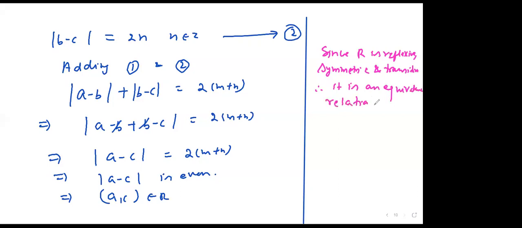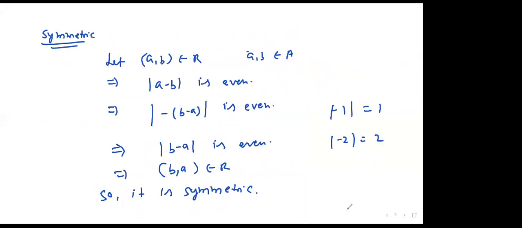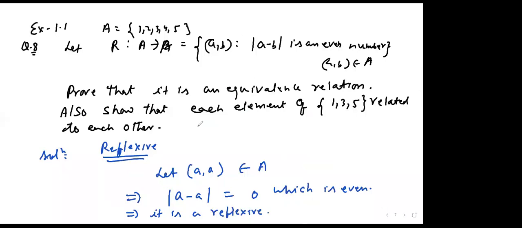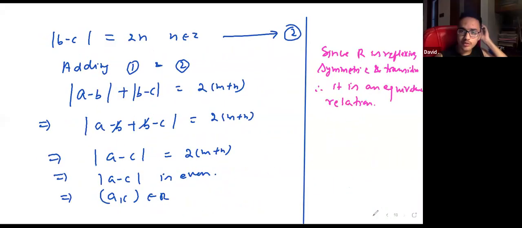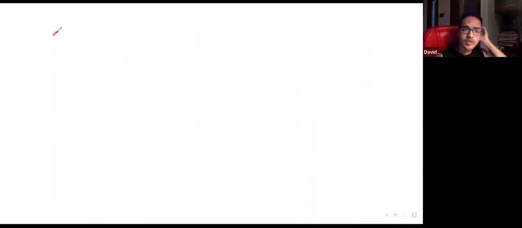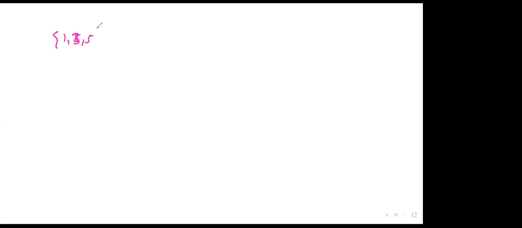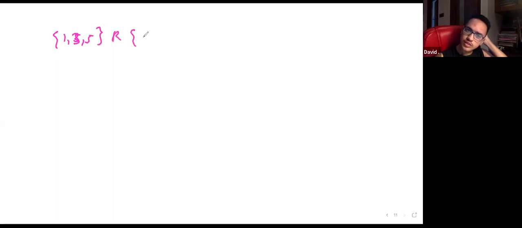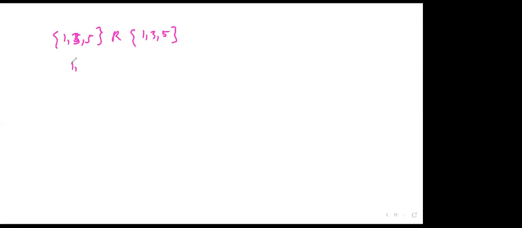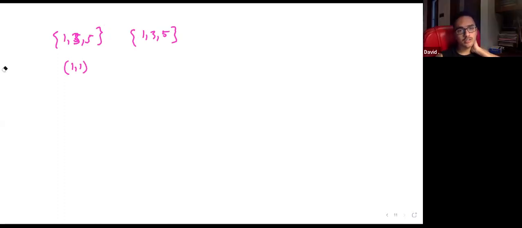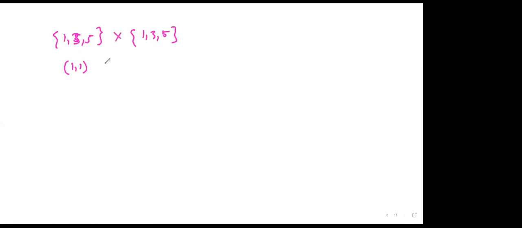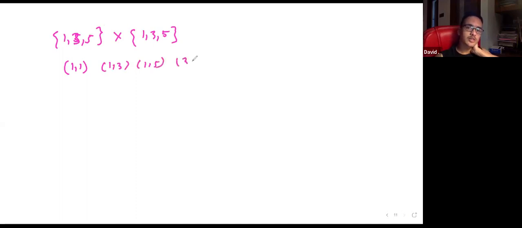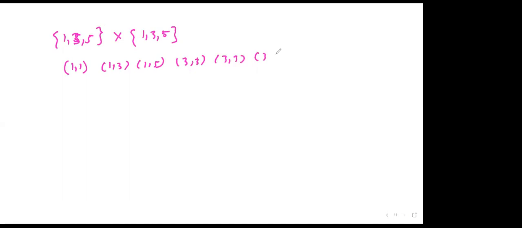There is another part of this question: to show that each element of {1, 3, 5} is related to each other. So we have 1, 3, 5 in relation with 1, 3, 5. We take the Cartesian product, not cross product. We call it the Cartesian product: (1,1), (1,3), (1,5), (3,1), (3,3), (3,5), (5,1), (5,3), (5,5).